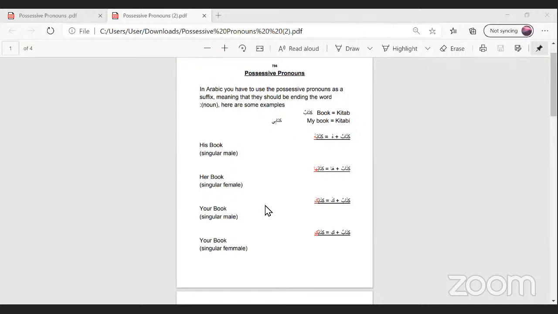So Sister Mehtab, can you do another word? Can you do the word qalamun? Qalamuhu, correct. Qalamuha, correct. Qalamuka, correct. Qalamuki, correct. Qalamuna, okay, that's fine. And my pen? Qalami. Excellent.